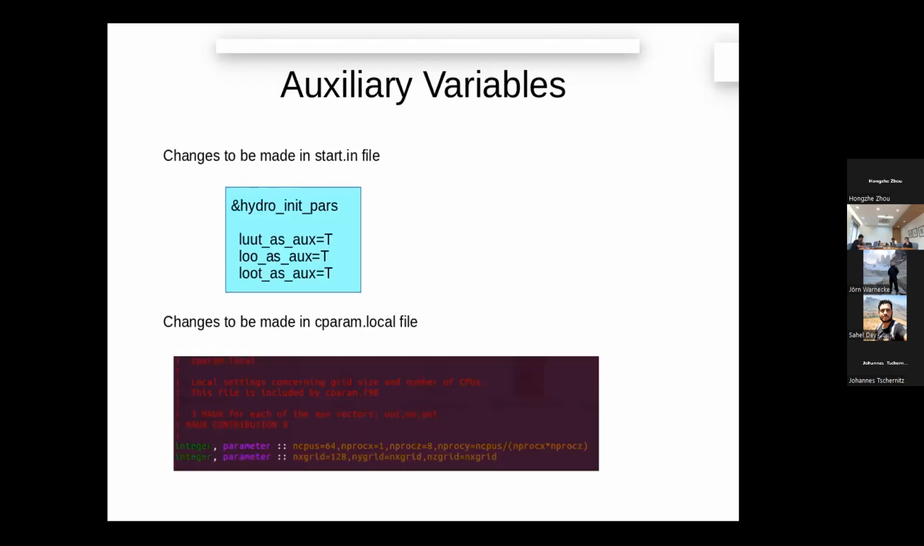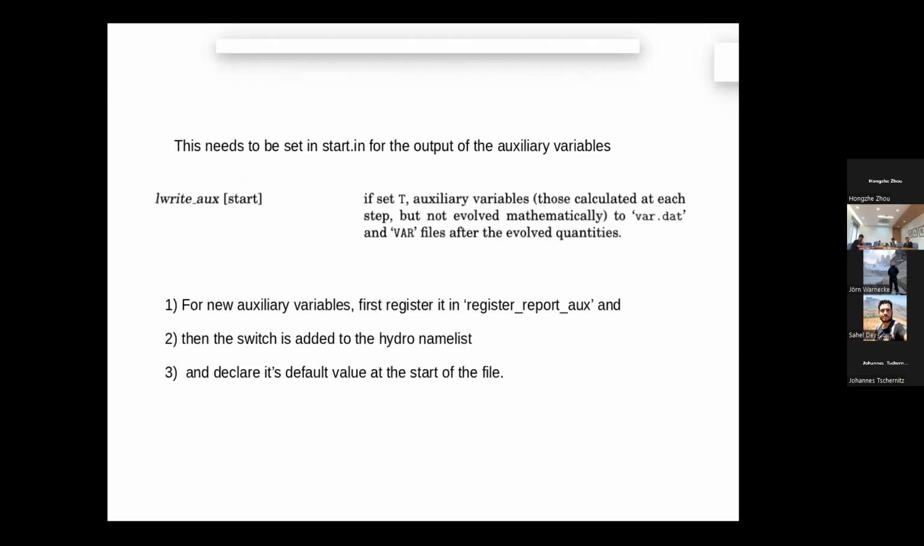Generally by default the auxiliary variables are not written in the var files. If you want to write the auxiliary variables in the var file, then you need to set something called lwrite_aux equal to true in the start.in file again. Then the auxiliary variables are written in the var file. Otherwise, it will make a space in the F array and it will be utilized inside the pencil code, but it will never be written in the var file if you don't set this lwrite_aux equal to true.